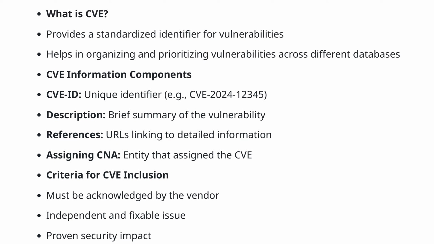To be included in the CVE list, a vulnerability must meet certain criteria. It must be acknowledged by the software vendor. The issue must be independent and fixable. It should have a proven security impact, demonstrating its significance to warrant inclusion. By understanding these components and criteria, you can better assess and manage security vulnerabilities within your systems.